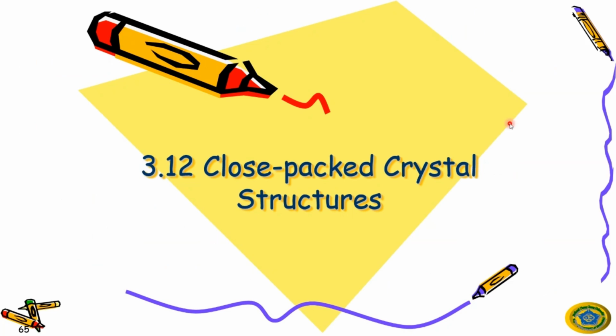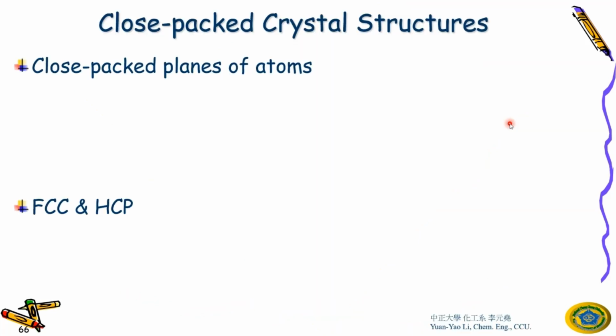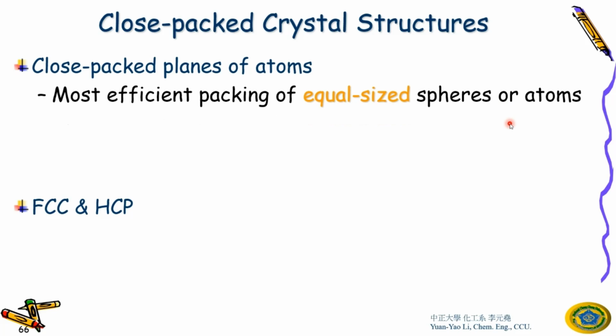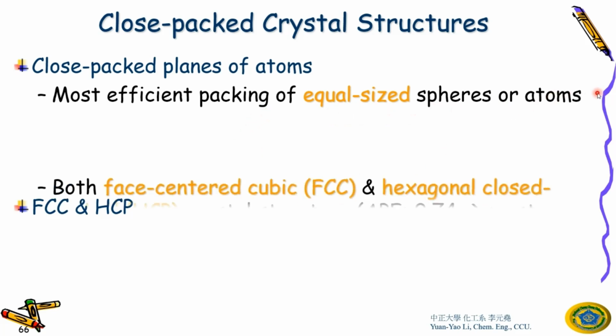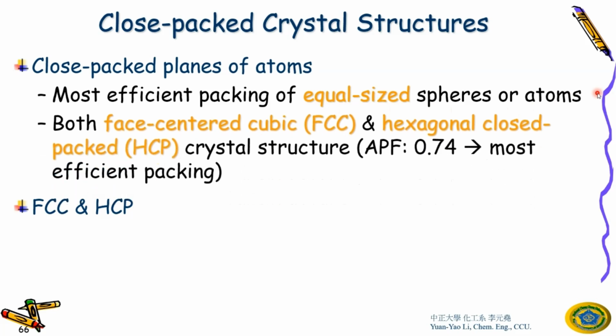Right. Let's go to the end of this. It's called 3.12, close packed crystal structures. What's close packed? Close packed, as we just mentioned for slip, right? If you have a close packed crystal structure, and the parallel planes are also close packed, this is easy to do the slipping. Okay, so a close packed plane of atoms is the most efficient packing of equal size spheres or atoms. Both face-centered cubic and hexagonal close packed crystal structures.